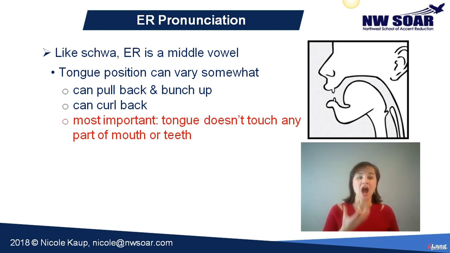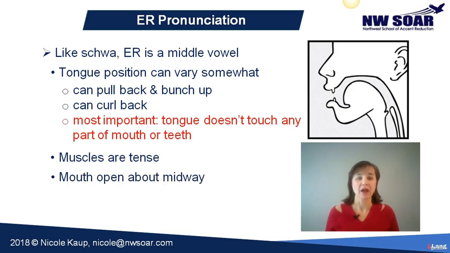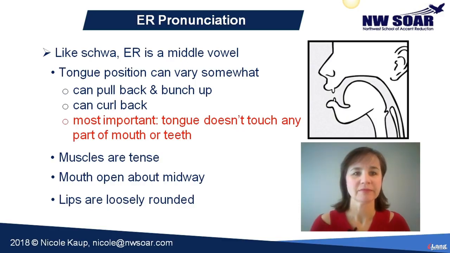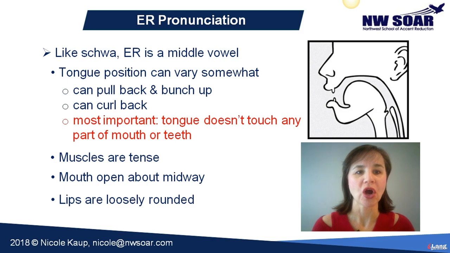The muscles are tense with this sound. You should feel your tongue and your mouth tense. And your mouth is open about midway. Your lips are loosely rounded. Let's go ahead and try the sound together. I'm going to give you a close-up of my mouth so you can see exactly what I'm doing. Er.